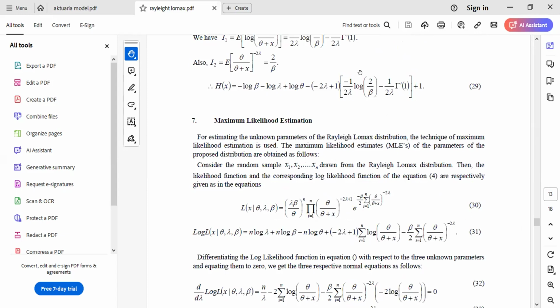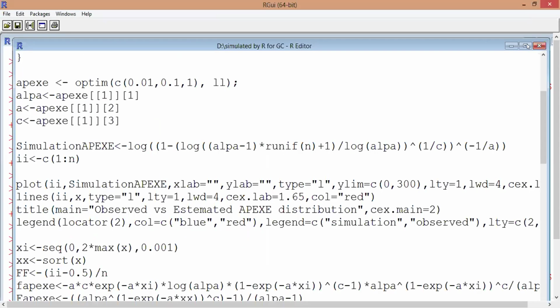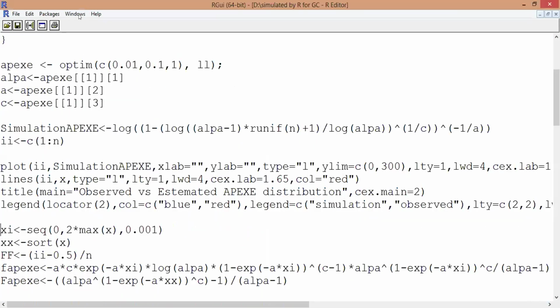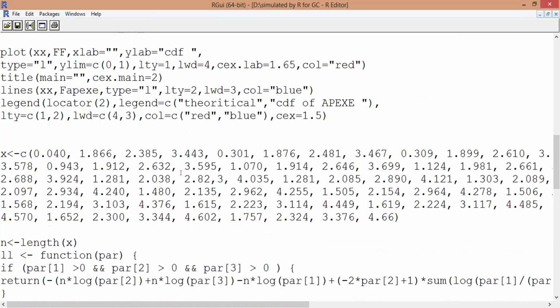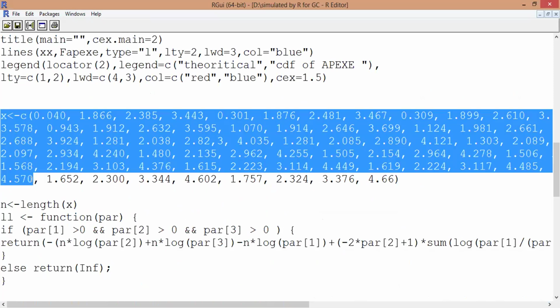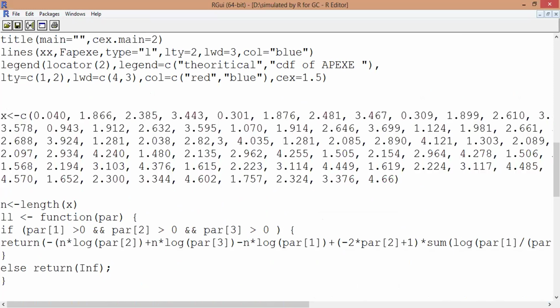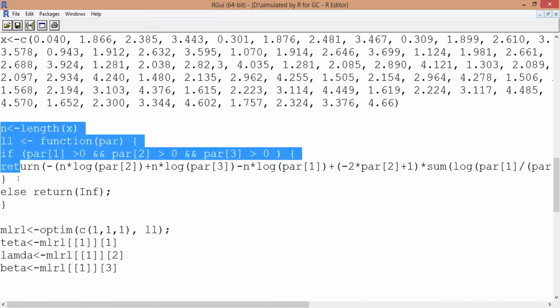Okay, from this information, we come to our R, and then we try to produce the parameters. Okay, from this research article on the Rayleigh-Romack distribution, we can find the data. This is our data. We run our data. After that, this is the log likelihood.